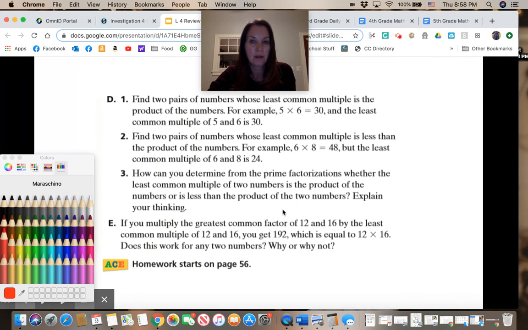Find 2 pairs of numbers whose least common multiple is the product of the 2 numbers, like 5 times 6 is 30. Their example was 5 and 4, 8 and 63.